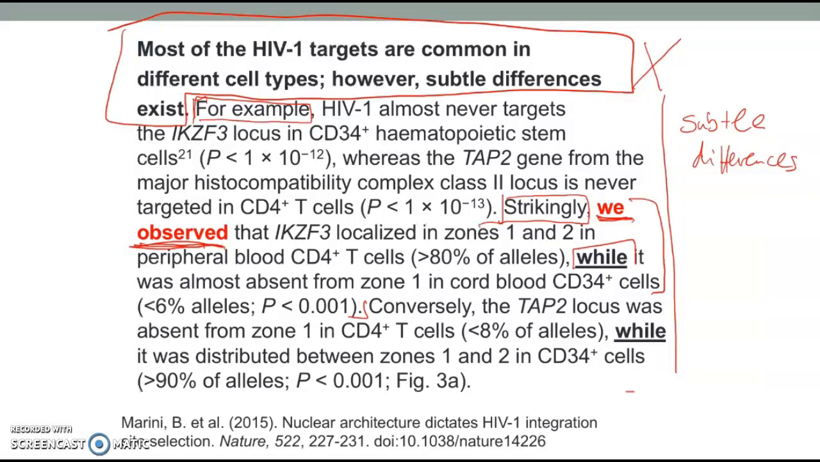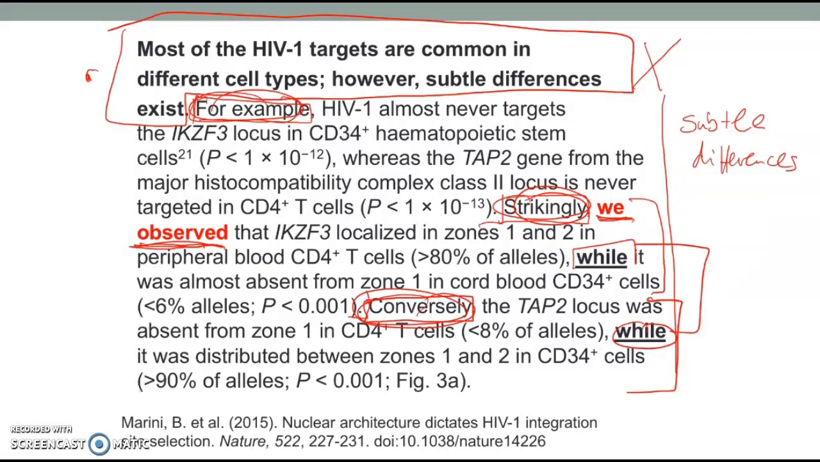And then if you look at the next sentence, it's structured in a parallel way, meaning it's structured just like the previous sentence. It has a similar expression. This time they use "conversely." "The TAP2 locus was absent from zone 1, while, same thing as here, it was distributed between zones 1 and so on and so on." This is really helpful, particularly in a paragraph that is so complex in terms of the information that is given here. So, to summarize: strong topic sentence, great transitions between sentences.